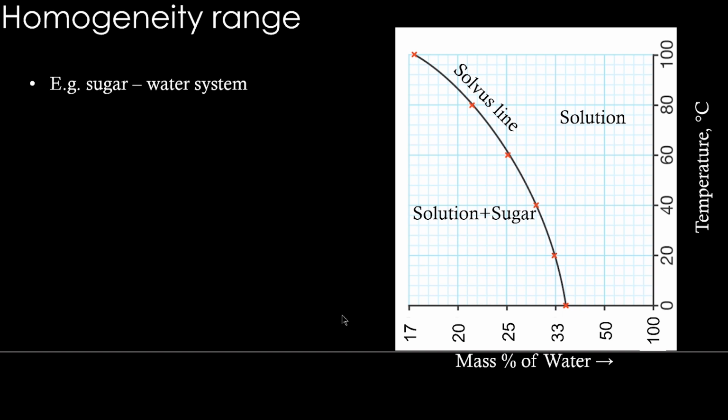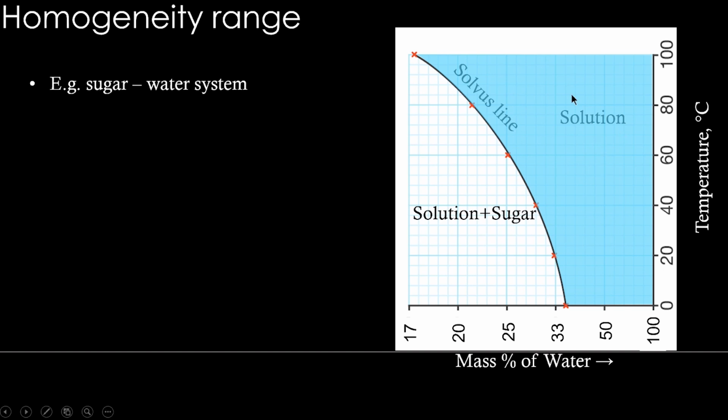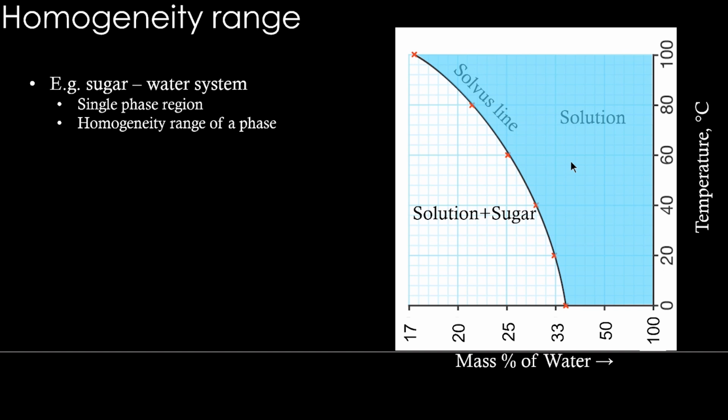So this idea of homogeneity range is given for single phase regions. You can see this entire region highlighted in blue color now is the homogeneity range for the single phase solution. So this indicates basically for what composition and temperature ranges this phase is stable. So this phase homogeneity range means that for a single phase. It's quite an important idea as we go along.